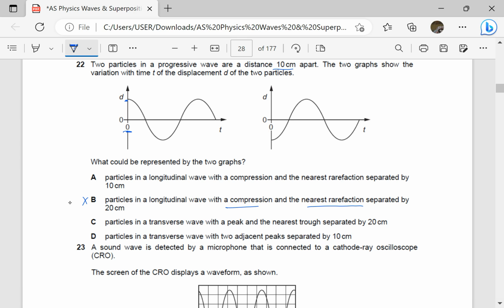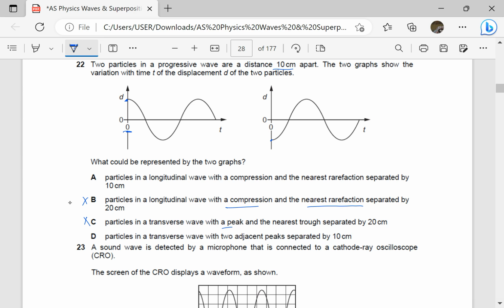Particles in a transverse wave with a peak and the nearest trough separated by 20 centimeters. In other words, the distance between a peak and the nearest trough is twice the distance between the two particles. Yet at t equals 0, this particle is at maximum displacement upwards, and the other at t equals 0 is at maximum displacement at the bottom. This is not going to be possible. This will not be true.